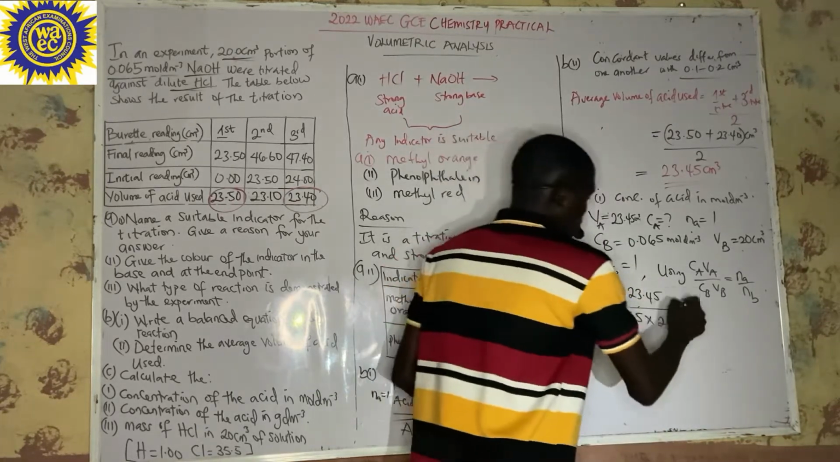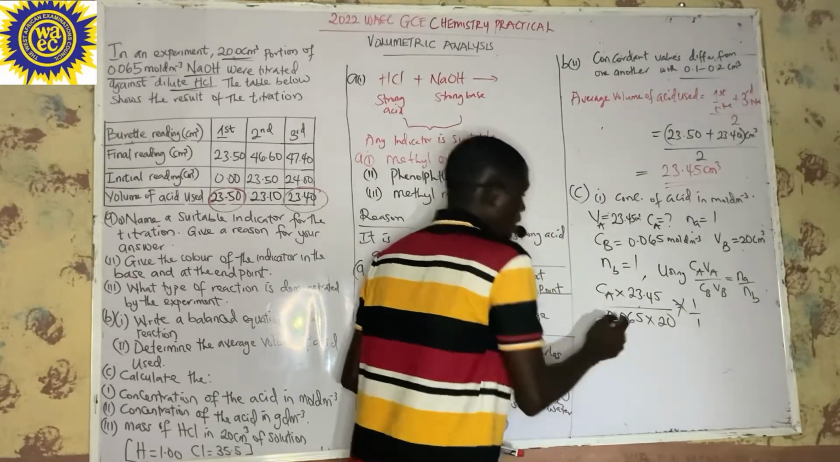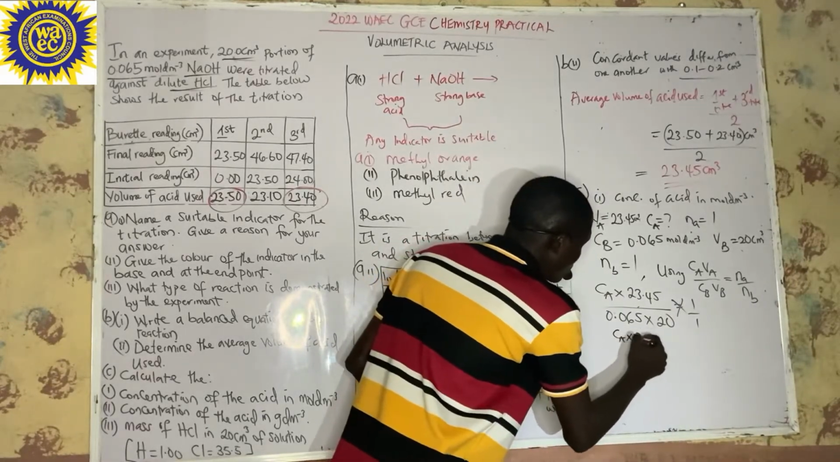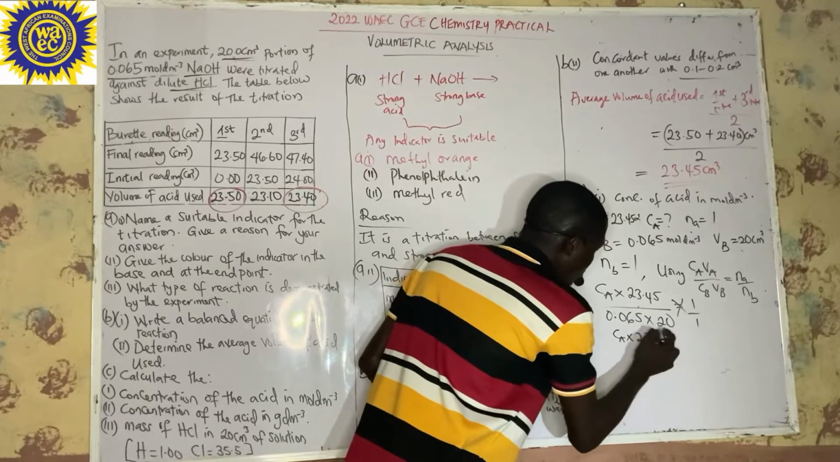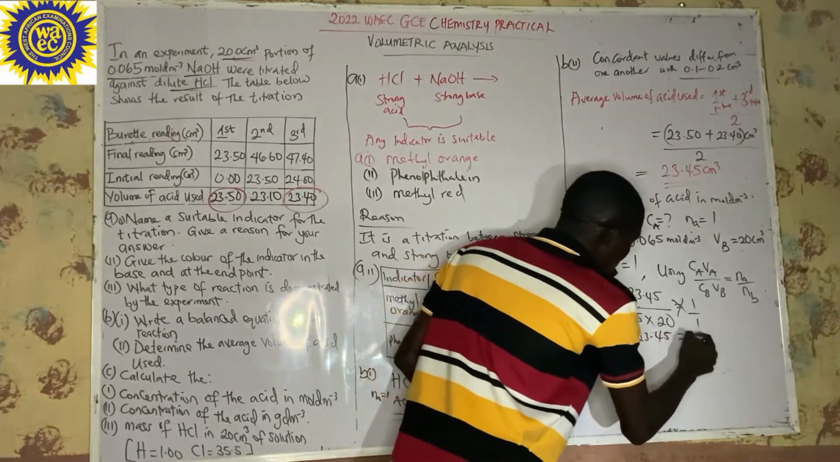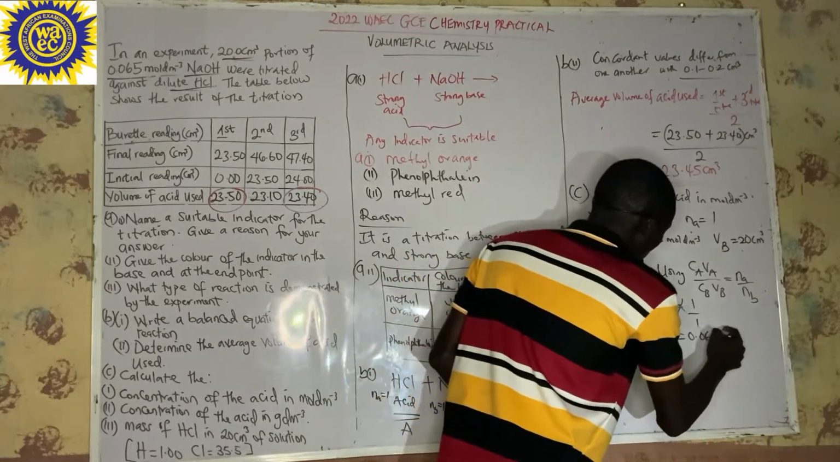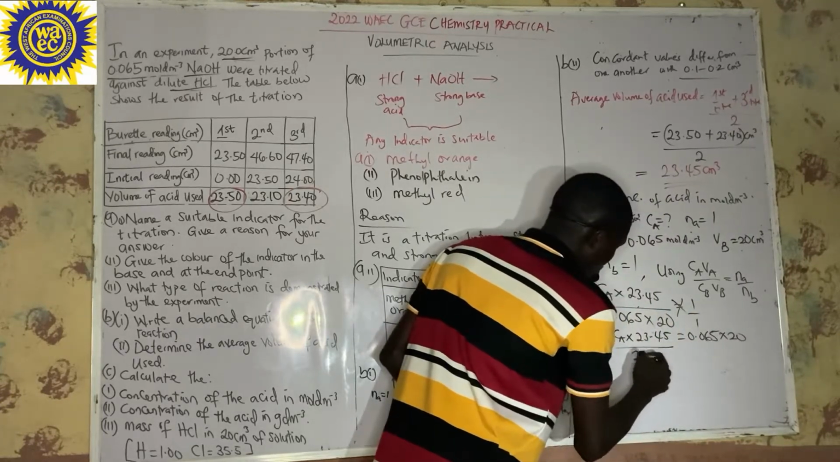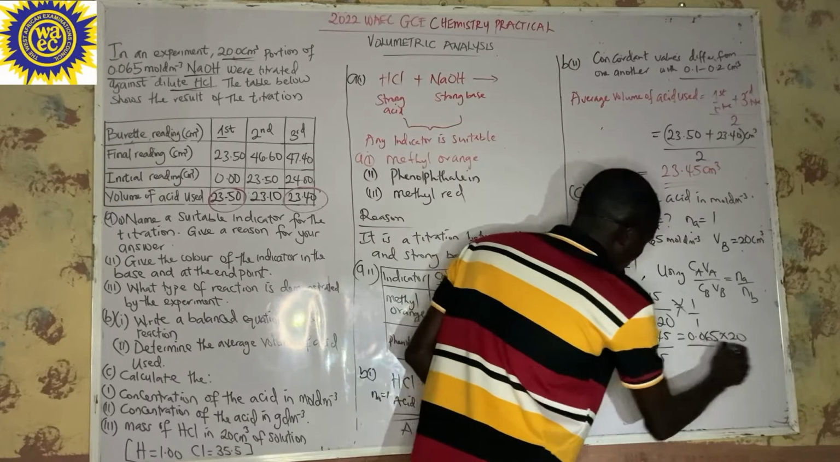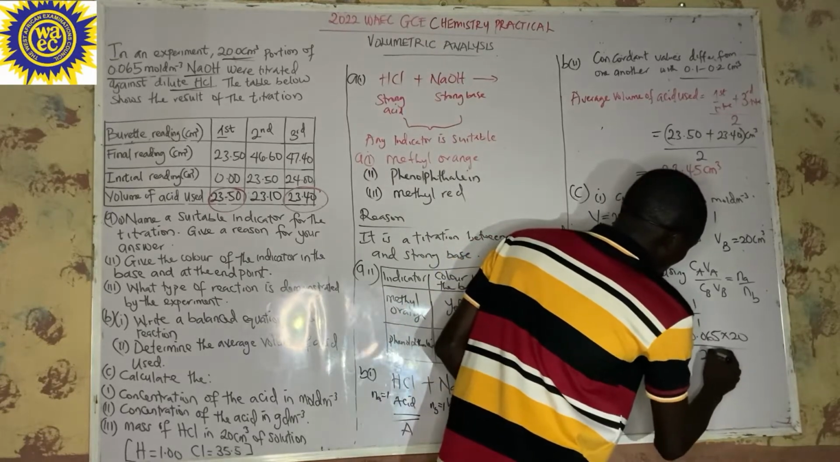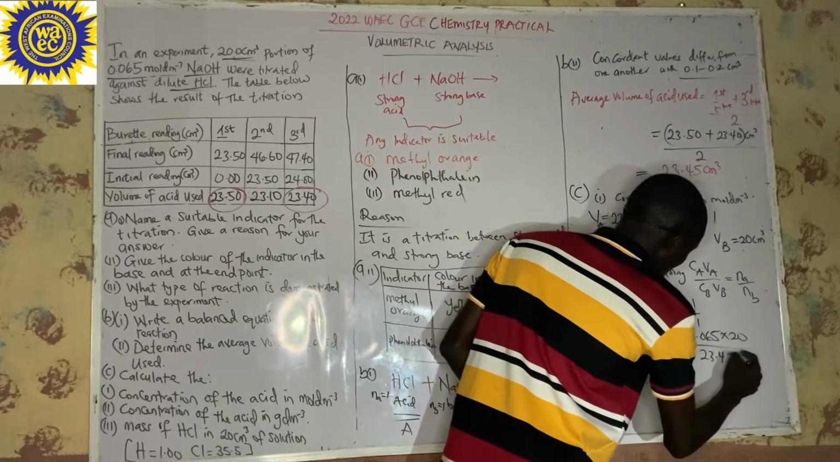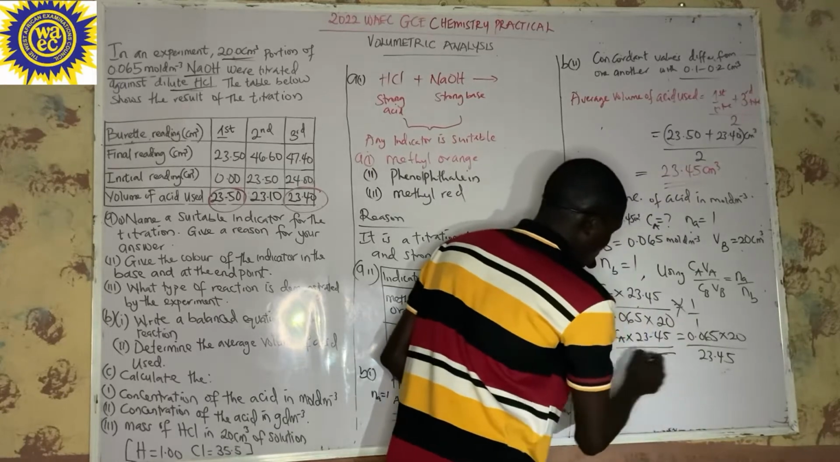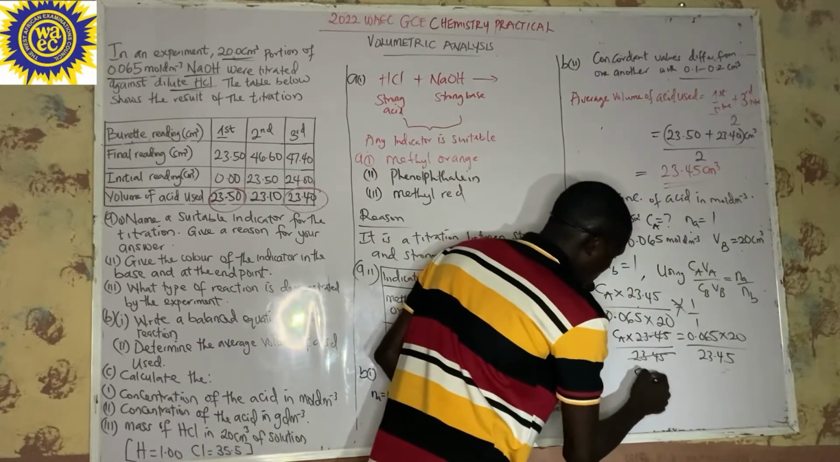So we cross multiply. 1 times this one, it remains like that. So we have CA times 23.45, and this one is 0.065 times 20, divided by 23.45. So this one cancels out this. We have CA is equal to what?